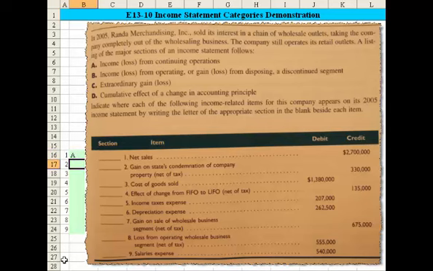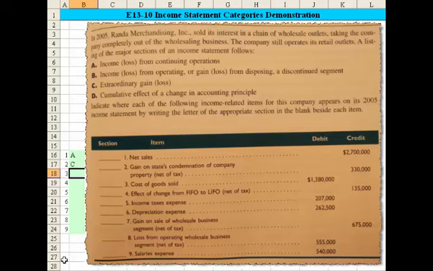Item 2 is the gain on the state's condemnation of the company property, net of tax. Well, we should understand that a state coming in and condemning our property occurs very infrequently and is very unusual. So that would fall under extraordinary items. That's not something we would expect to see year in and year out.